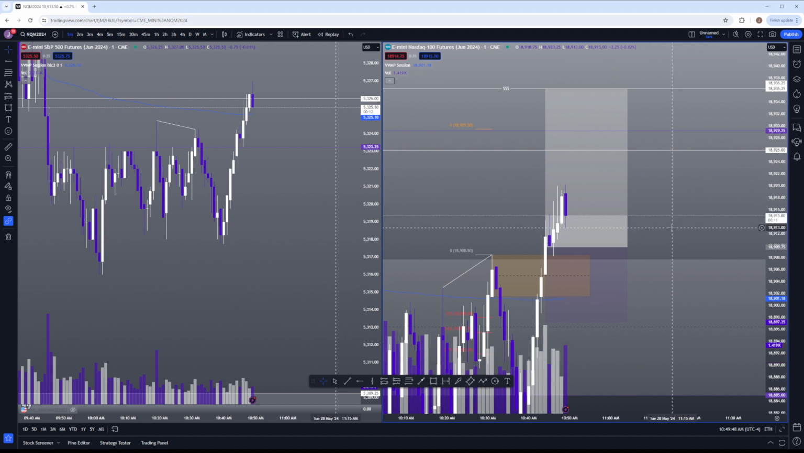No, I'm trading minis. I will be trading micros on our prop firm session, though.